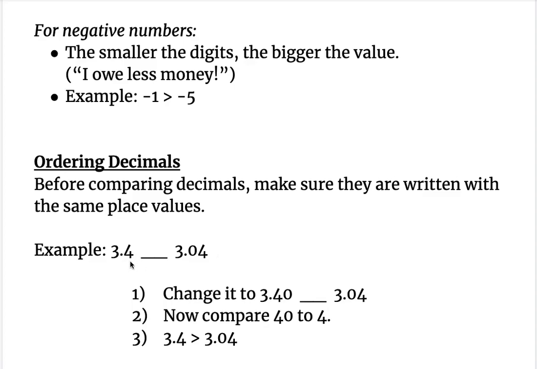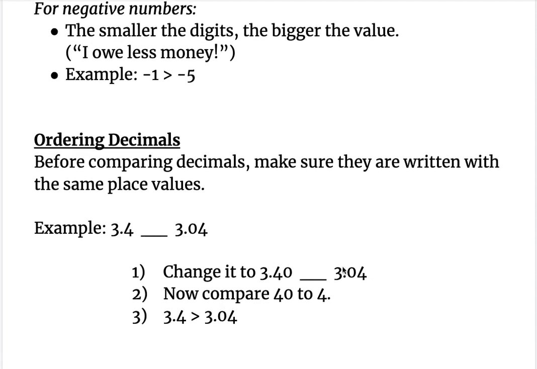3.4 only has one place value. 3.04 has two place values. I can't just look at them and compare. These look like they're equal to each other if we just look at the digits. This has a 3 in the ones place, and this is a 4 in the decimals. But they're not actually equal to each other. We want to make them matching so they both have two place values.